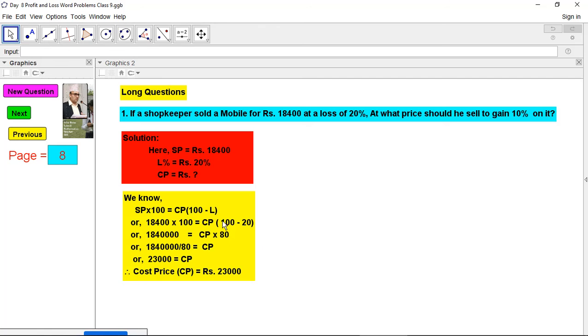So dear students, I will go through it line by line. SP into 100 equals CP into 100 minus L, that means L percent taken from this label. You know 18,400 is the selling price times 100 equals CP into 100 minus 20. CP into 80 equals this, CP equals whole this by 80, and CP is 23,000. So Bibi Barali, yes, 23,000 is the cost price.